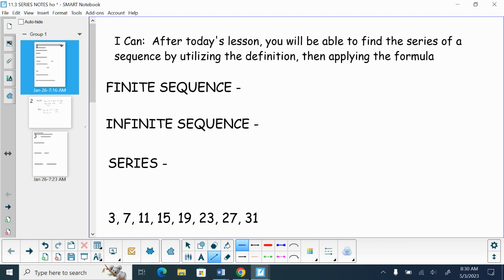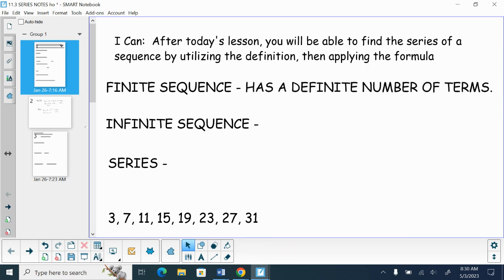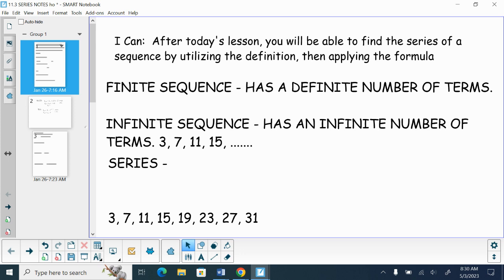Going back to sequence, we have a finite sequence. It has a definite number of terms. And we have what is called an infinite sequence, which has an infinite number of terms. So we have two different types of sequences we can be dealing with. A finite sequence has a definite number of terms, and you can count up your terms. It stops. You have nothing at the end.